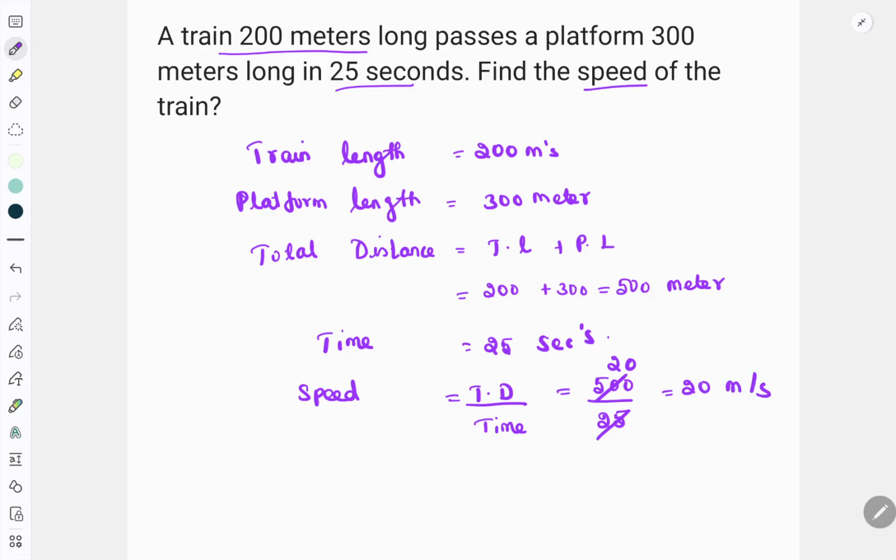If the answer is in the form of kilometer per hour, then 20 into 18 by 5. So 4 5s are 20, 72 kilometer per hour. So if the answer is in meter per second, the answer is 20 meter per second. If it is in kilometer per hour, then the answer must be 72 kilometer per hour. Okay, let's go to the next problem.